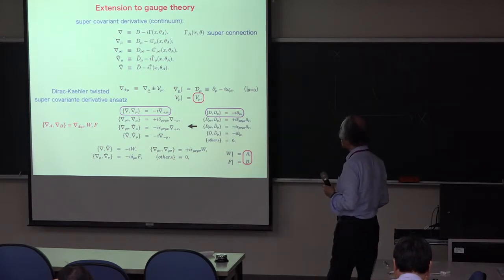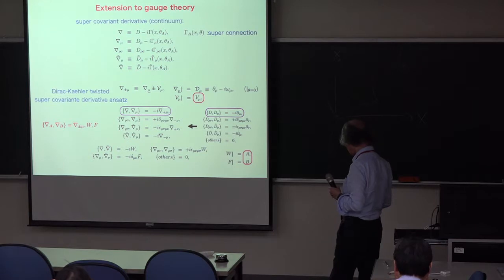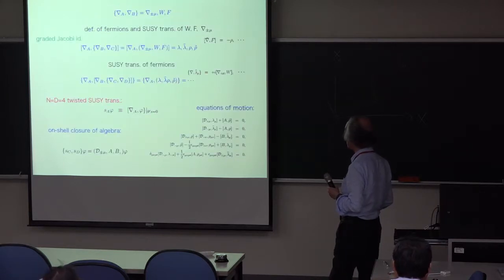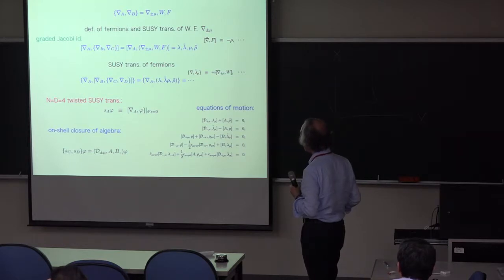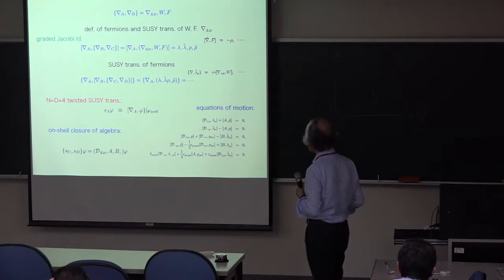The question is, can we construct any group of superimmunities by this ansatz or not? That is the question. Essentially, what we do is rather simple. We have defined two superconnection-defined covariant derivatives, delta plus minus, W and F. Now, introducing the graded Jacobi identity, three numbers. Since the number is fermionic, three numbers define a fermionic sector. So fermions are defined in this way.